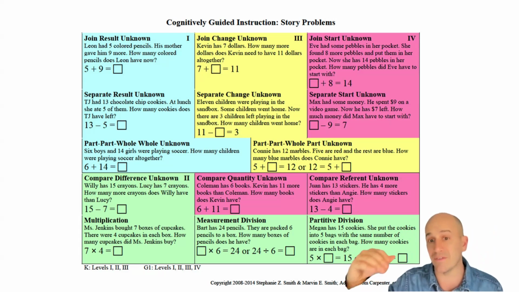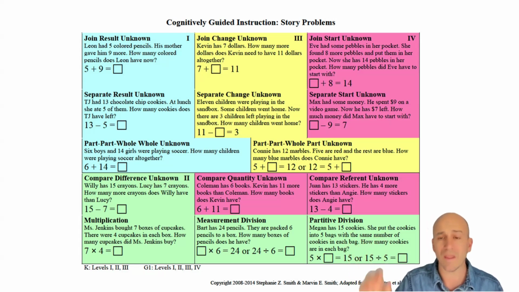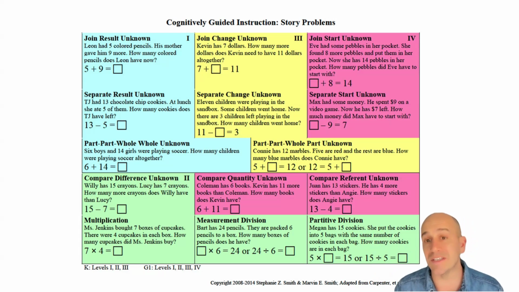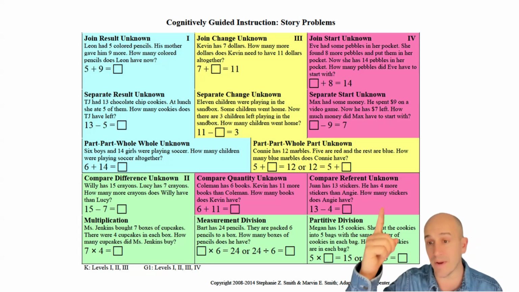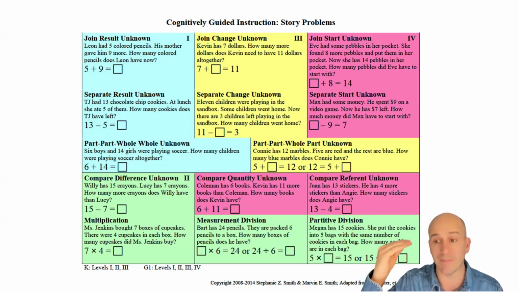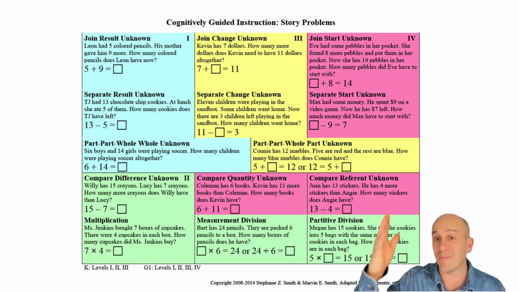Or in the case of the change unknown or the part unknown, you very similarly don't know what the change in the middle is or what a missing part is. And then lastly, at the most difficult level, Roman numeral 4 in the pink here, you'll see that the start is unknown for the join start unknown problem and the separate start unknown problem that are right above me. You don't know how many you started with.